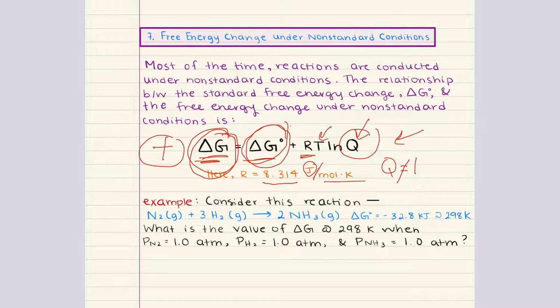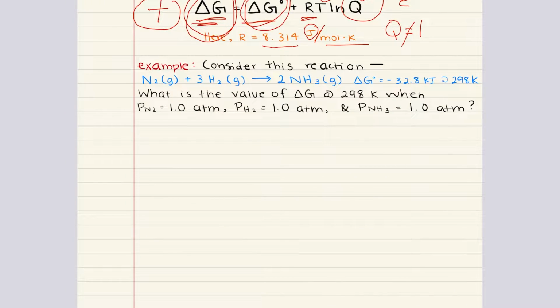Let's make sense of this by tackling a practice problem. This problem wants us to consider this reaction. We have 1 mole of nitrogen gas reacting with 3 moles of hydrogen gas to give us 2 moles of ammonia gas. And here we're given delta G naught, which is the standard free energy change. We're asked what is the value of delta G at 298 Kelvin when the partial pressure of nitrogen gas is 1 atmosphere, the partial pressure of hydrogen gas is also 1 atmosphere, and the partial pressure of ammonia gas is 1 atmosphere. To solve this problem, we're going to be using our equation right here.